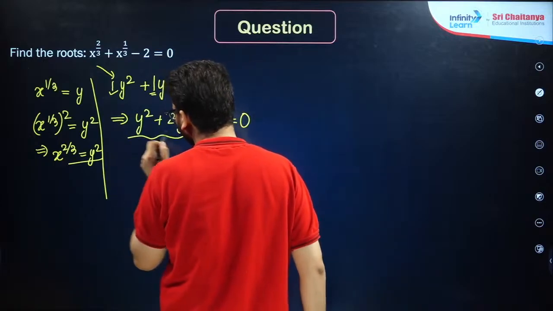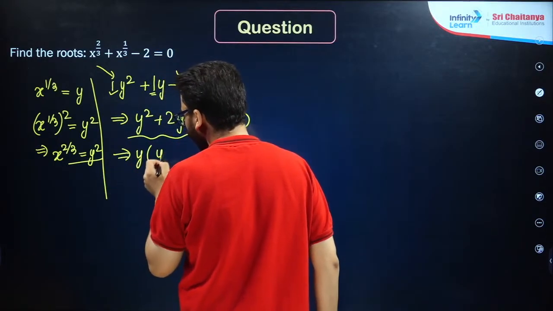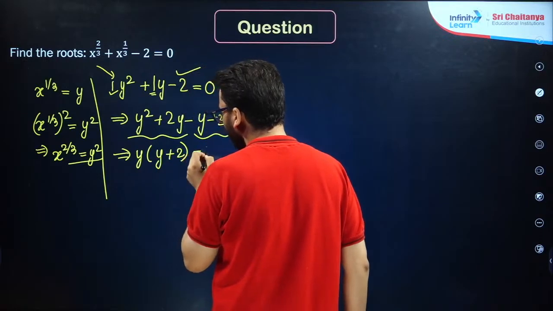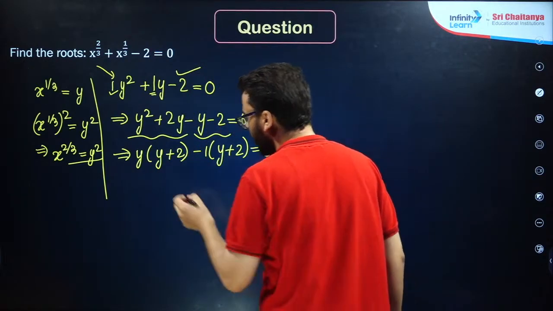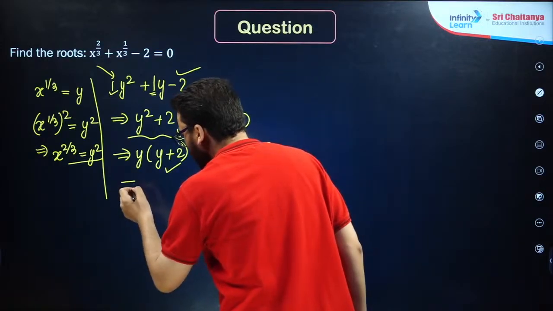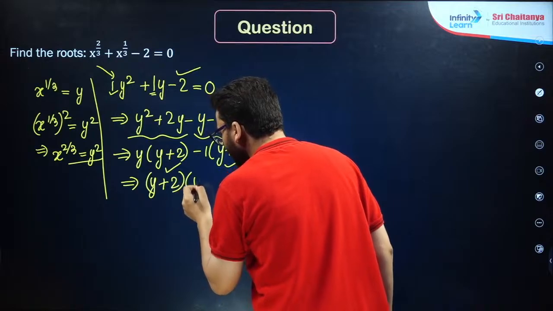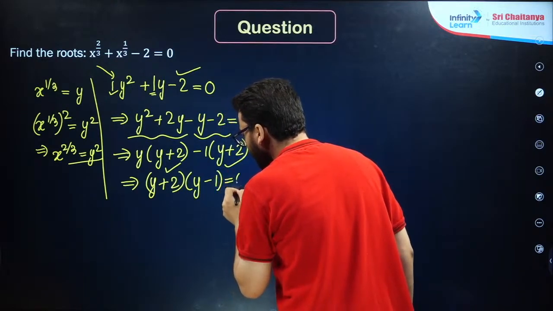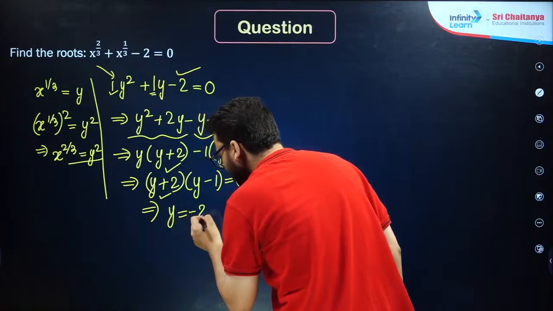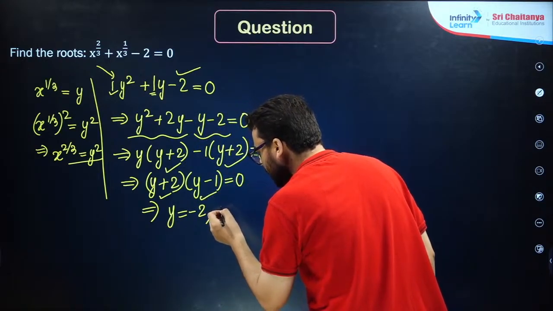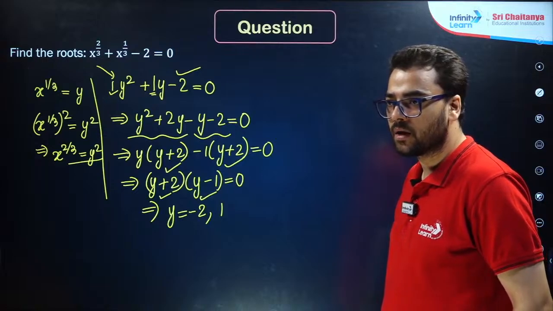This is the first group. This is the another group. You can take y as common, so y plus 2 will be left. You can take minus 1 as common, so y plus 2 will be left. That is 0. So again you take y plus 2 as common over there. So you will be left with y minus 1. So the values of y are what? If you put this is equal to 0, you'll get y is equal to minus 2. If you put this is equal to 0, you'll get y is equal to 1. Is it clear? Okay, Mayur.